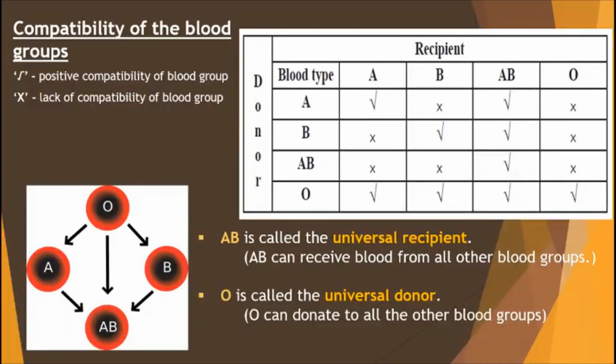According to this, you can see that AB can receive blood from any other blood group. So we call AB the universal recipient. O can donate to all other blood groups, but cannot receive from the others. So we call O the universal donor.